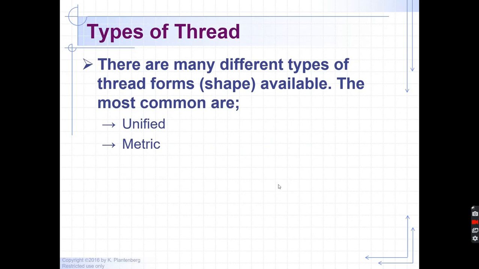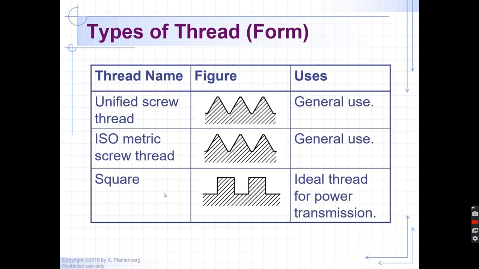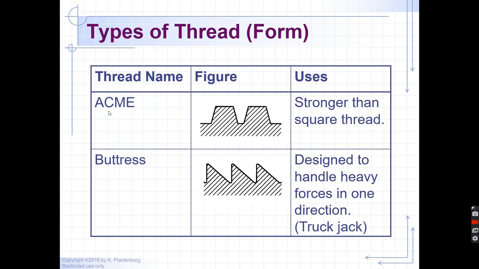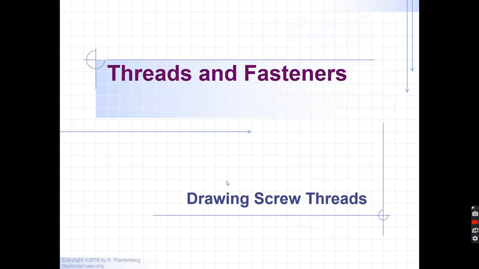Okay, there's a whole bunch of different thread forms available. The most common are unified and metric. Okay, here is what they look like. A unified screw thread is for general use. We have an ISO metric screw thread. That too is for general use. We have a square thread, and that's used for power transmission. Here's an Acme thread. It's similar to the square thread except on an angle, so it is stronger. Here we have a buttress, designed to handle heavy forces in one direction. If you've ever seen an old jack, they had buttress threads on them.